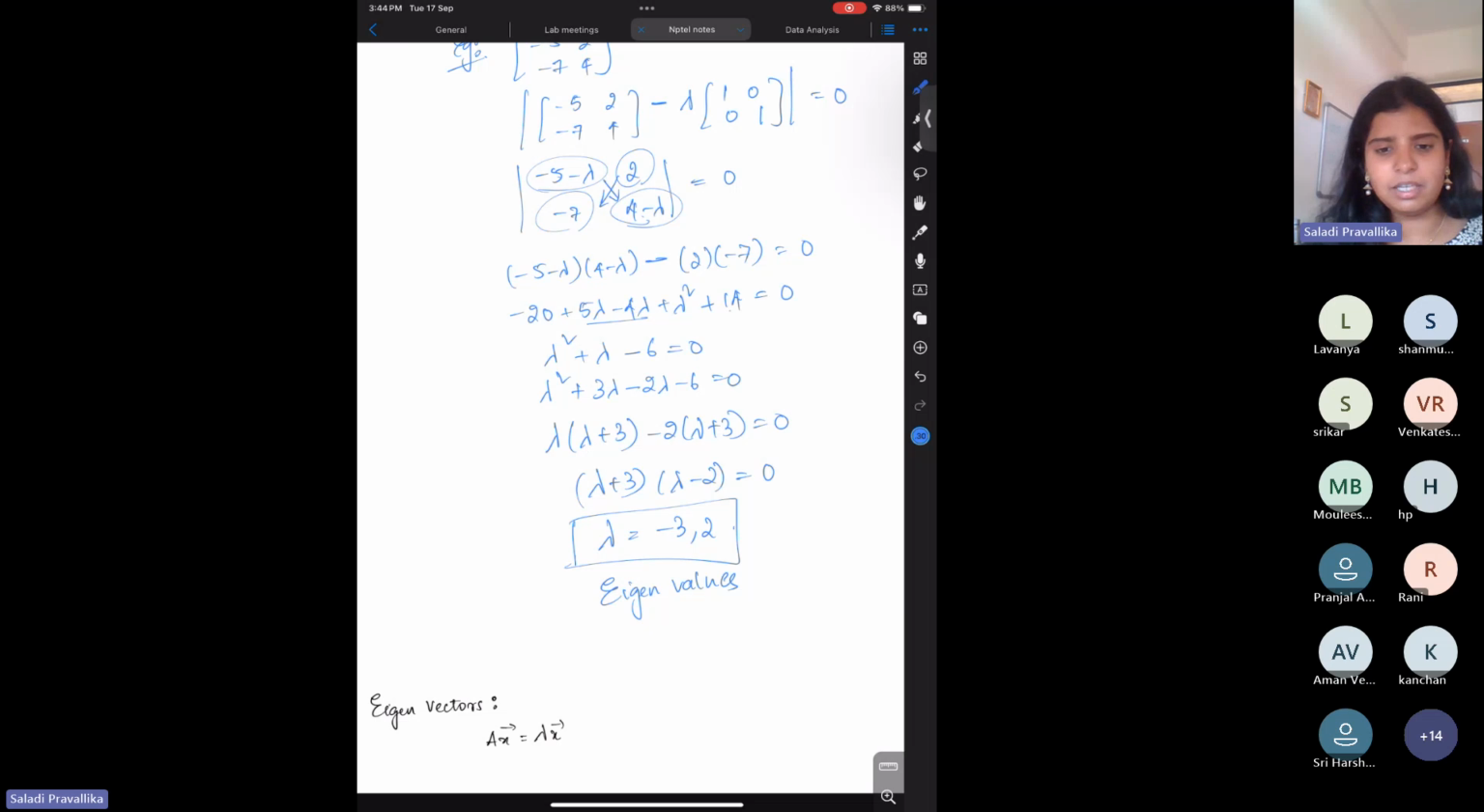Are eigenvalues clear? Okay, cool. Right.